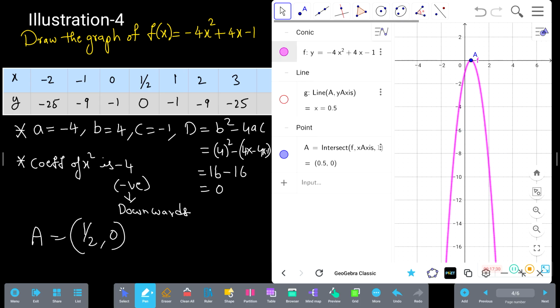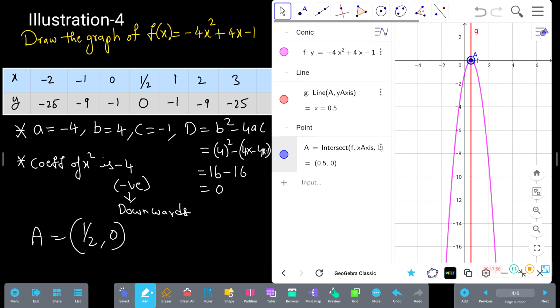In the same way as we did in previous 1 to 3 illustrations, we can also find out this A using the formula we used previously. And the line passing through the vertex and parallel to the y-axis is called the axis of this parabola, right?